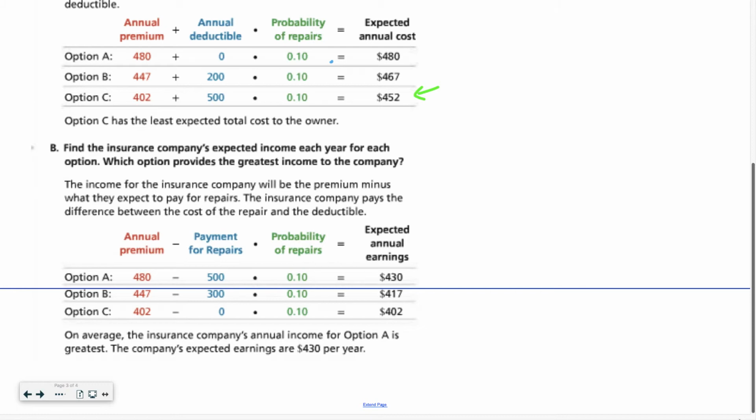And option C expects the owner of the car to pay the first $500. That means the insurance company is not paying any of the money to fix the car. So 0 times 10% is still 0. So option C is $402 that the insurance company has earned. So looking at these three prices, on average, the insurance company's annual income for option A is $430, which is the greatest amount. So looking for the highest amount of those, option A would be the best option if you were in the insurance business, okay?